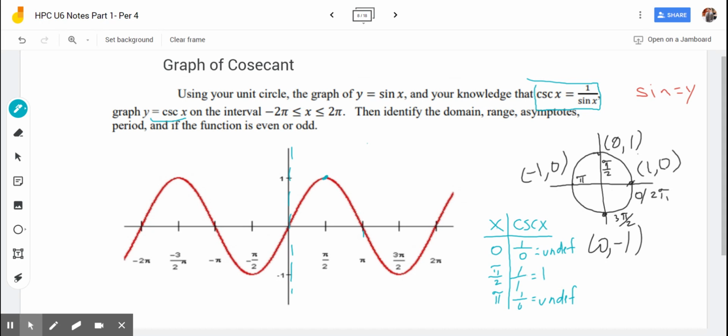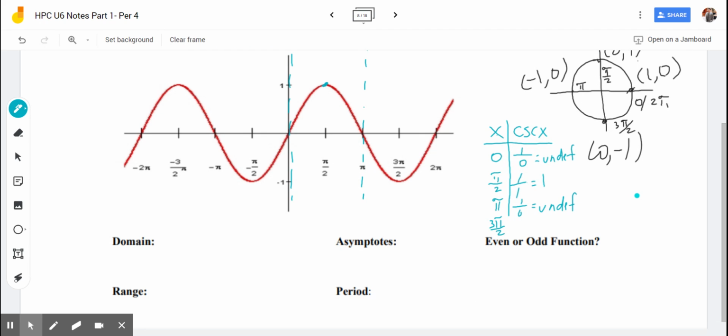So we would have a vertical asymptote here at pi as well. We'll do the same thing at 3 pi over 2. If we sub in 3 pi over 2, we would have 1 over negative 1, which is negative 1. And then 2 pi would also be undefined because it's the same as the x value at 0.